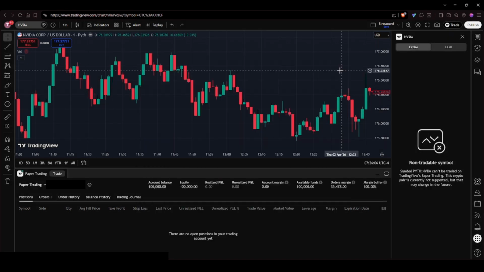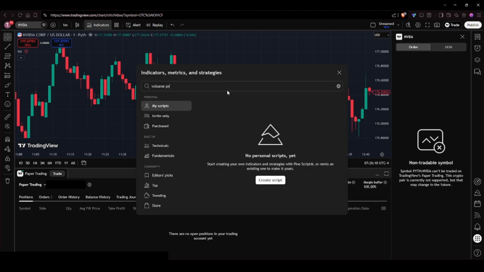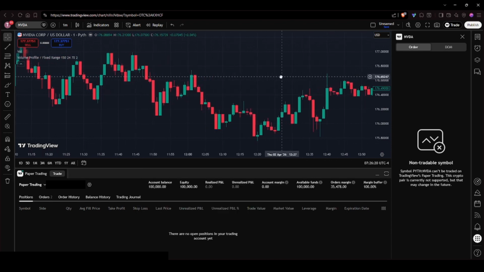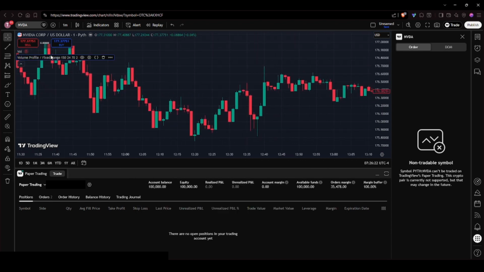After selecting the Fixed Range Volume Profile, click and drag your mouse across the desired price range on the chart. You will notice that the volume profile displays a histogram showing the volume traded at each price level during that selected period. Pay close attention to the point of control, which is the price level with the highest volume. This level can act as a key support or resistance area in your future trading strategies.